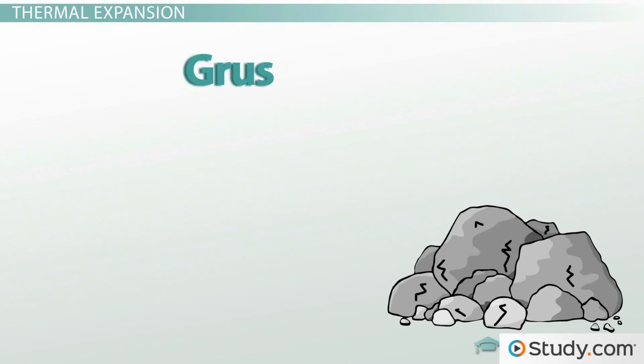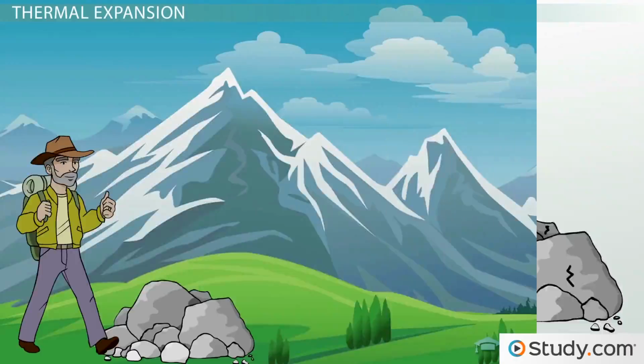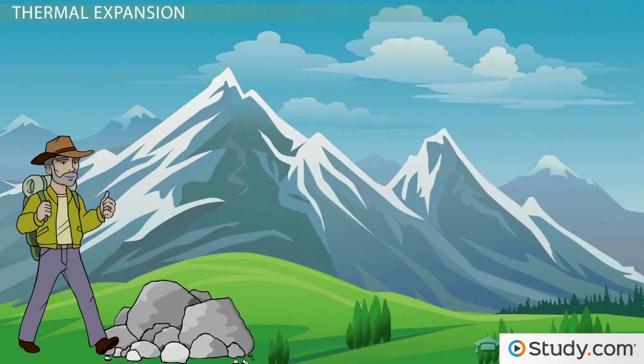Grus is an example of thermal expansion at work. Grus is the accumulation of coarse-grained and loose fragments left behind by weathering. So we see that grus is the direct result of the physical breakdown and weakening of rock over time. Therefore, if you were a rock climber and you saw a pile of small rocks gathered at the base of a rocky structure, you would be smarter and safer to move to a different location for climbing.